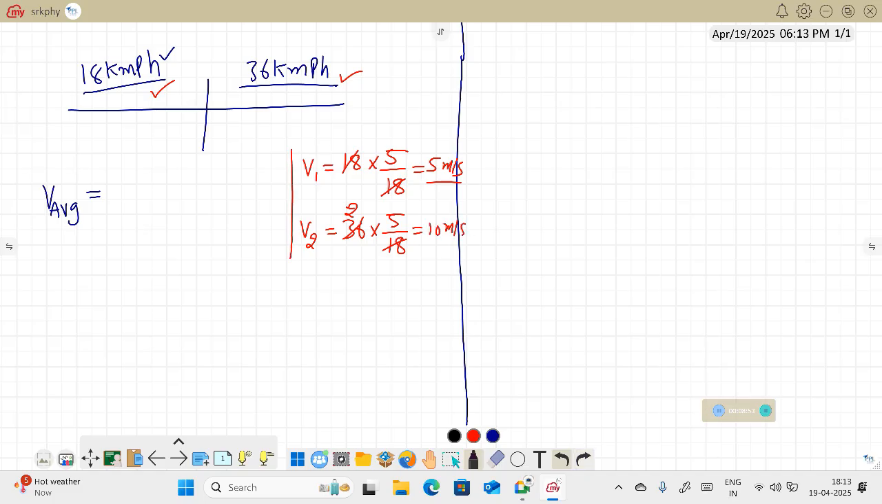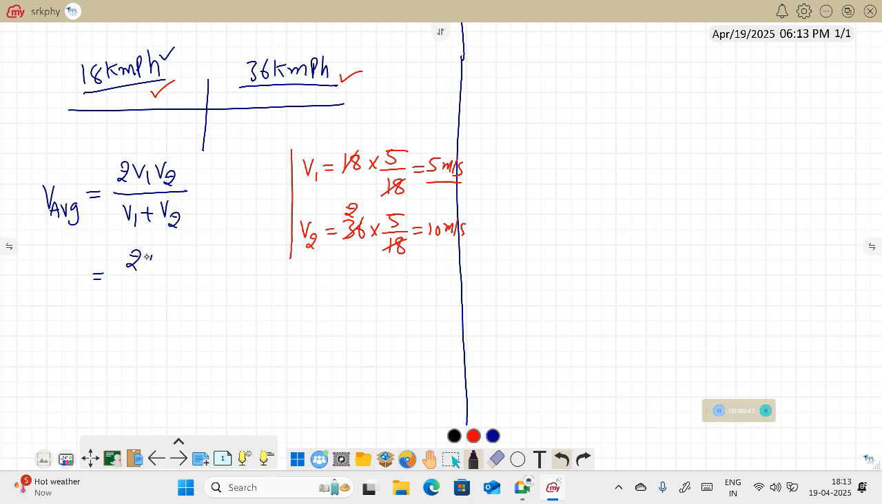Now you take the average. Average is equal to the formula V1 plus V2 by 2? No, sorry. By time, V1 plus V2 by T1 plus T2? No. The formula is 2V1 V2 by V1 plus V2. Just do it. Why are we taking this formula? They have given equal parts. Covering equal parts means the time will be different. Different time means what is the average speed formula? 2V1 V2 by V1 plus V2.